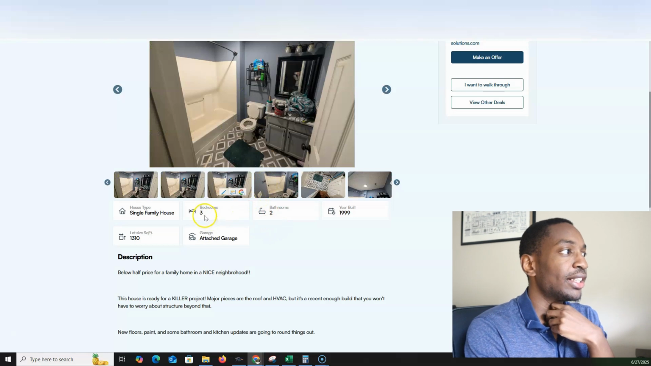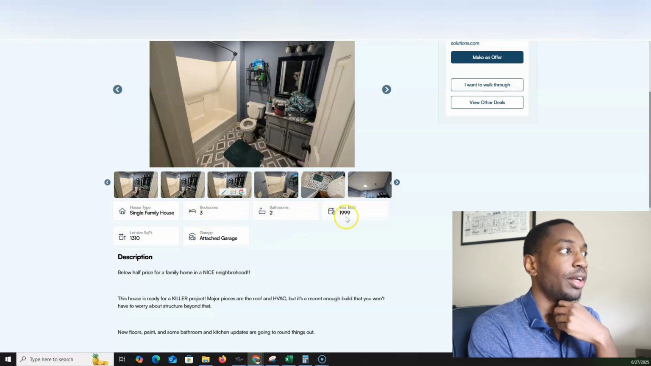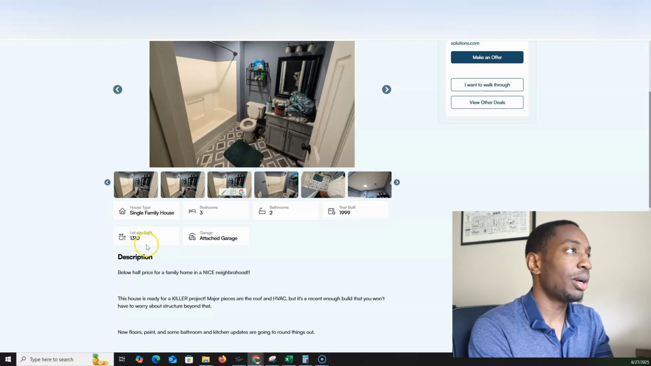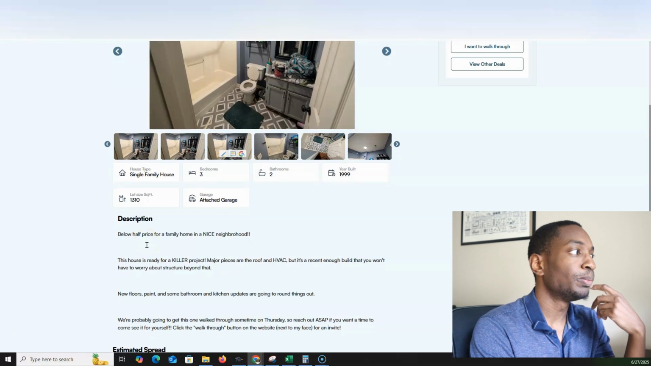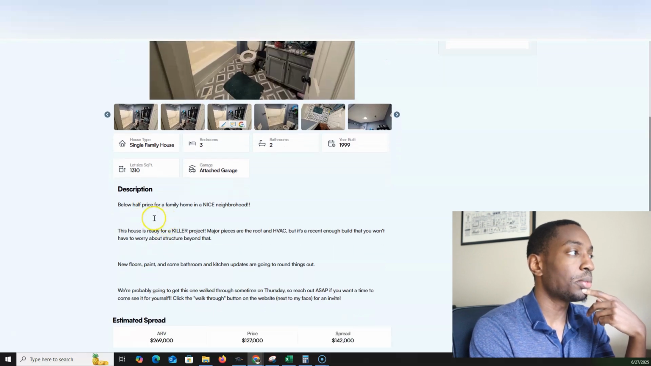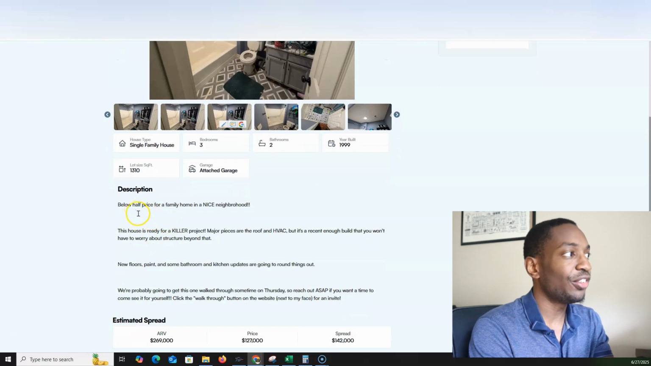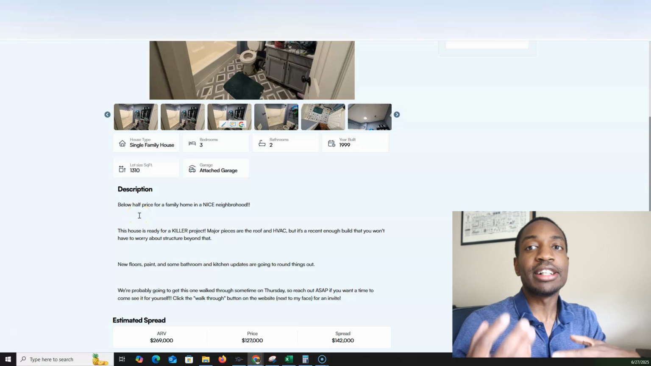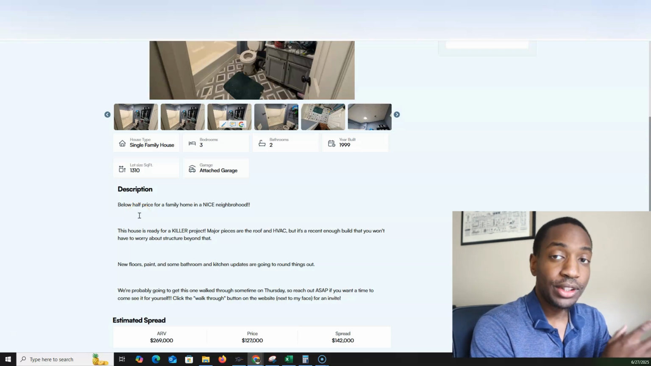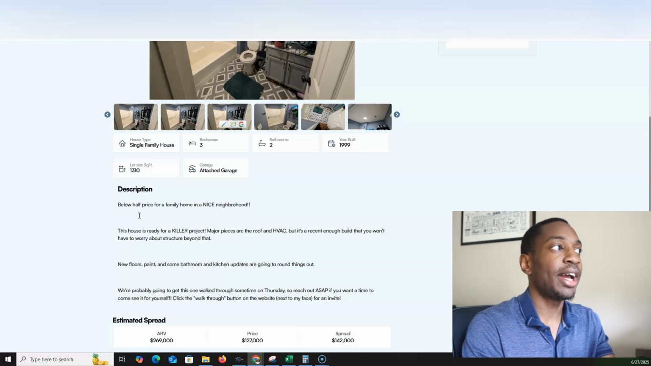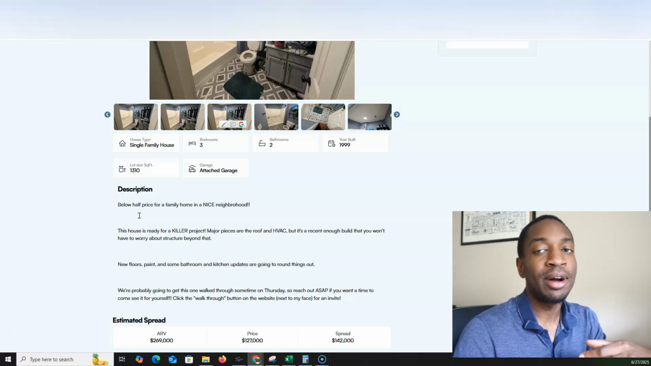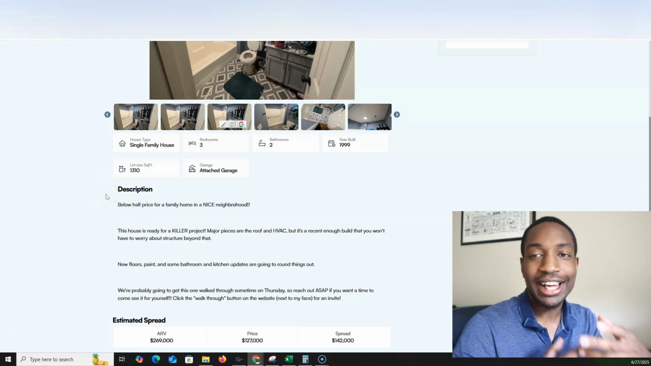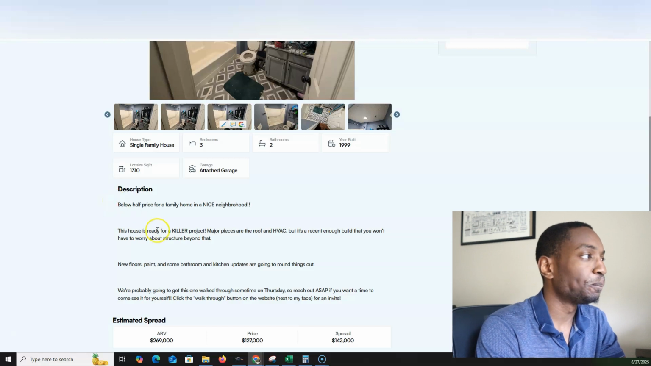Now, here it has the bedrooms, the bath count, the year built, and the square footage. And then they do have the property address that we're going to look up too. And then they have a description. So, below half price for a family home in a nice area. And we can do research. But as a wholesaler, these are some of the things that you need to put into your deals, right? And these are some of the things you need to think about when you're presenting deals to cash buyers. So we're just analyzing this right now.